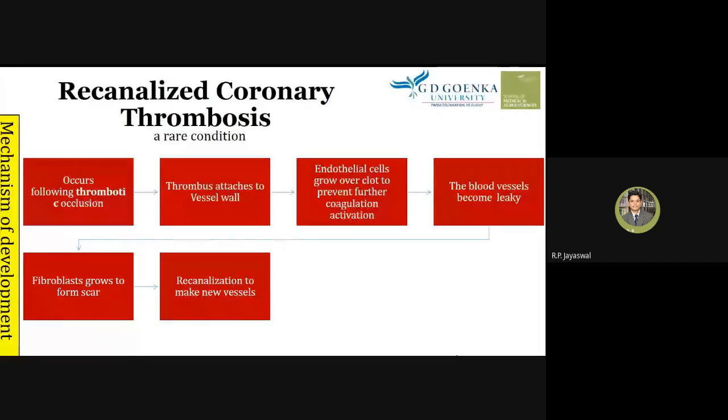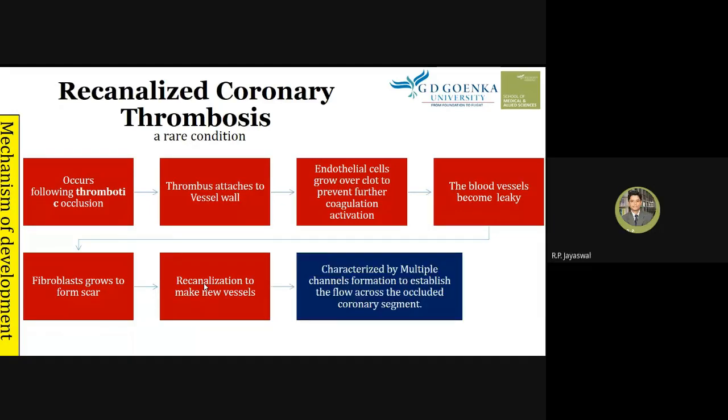Now recanalization takes place so that new vessels can be made because the endothelial cells have grown over the clot, and the fibroblast has also grown. So when both the endothelial cells and fibroblasts start to grow on the clot, the recanalization process takes place and produces a vessel-like structure, and this is characterized by multiple channel formation.